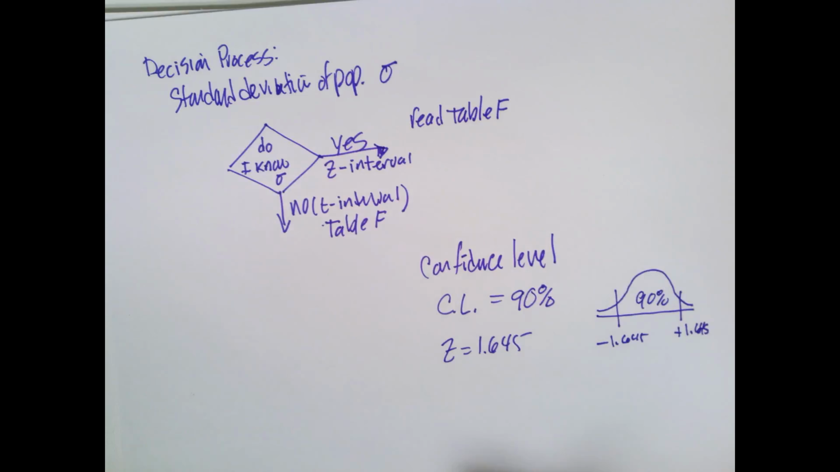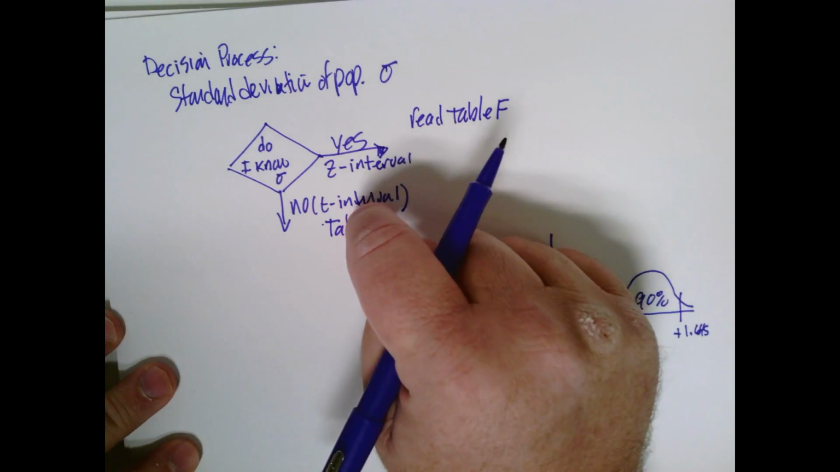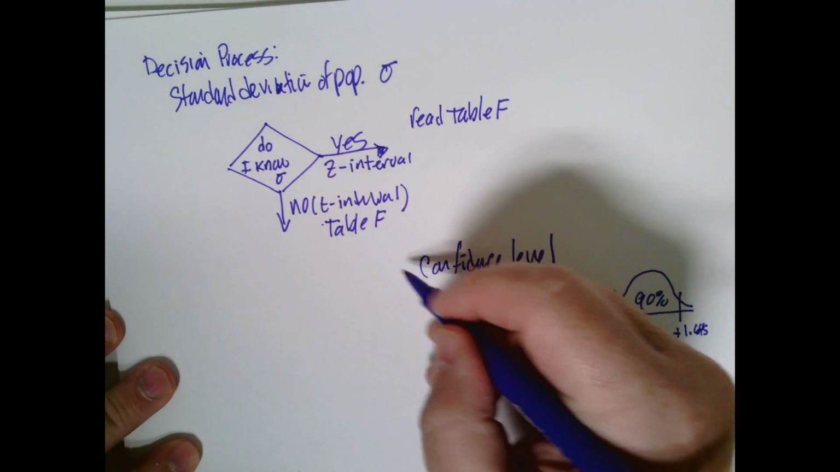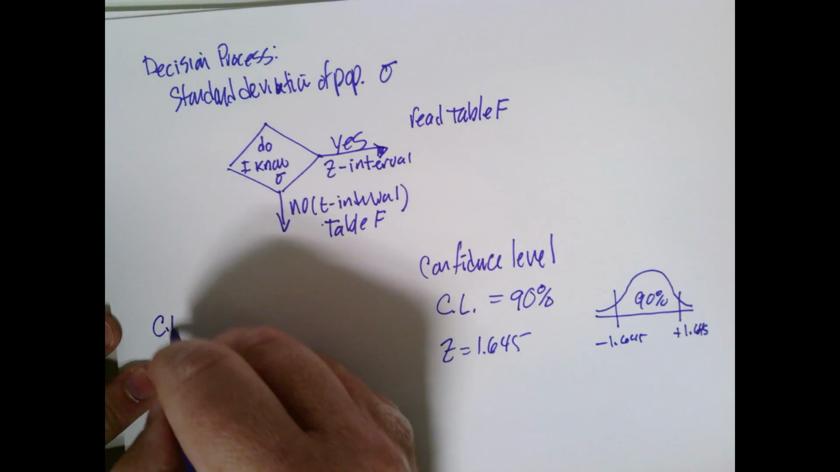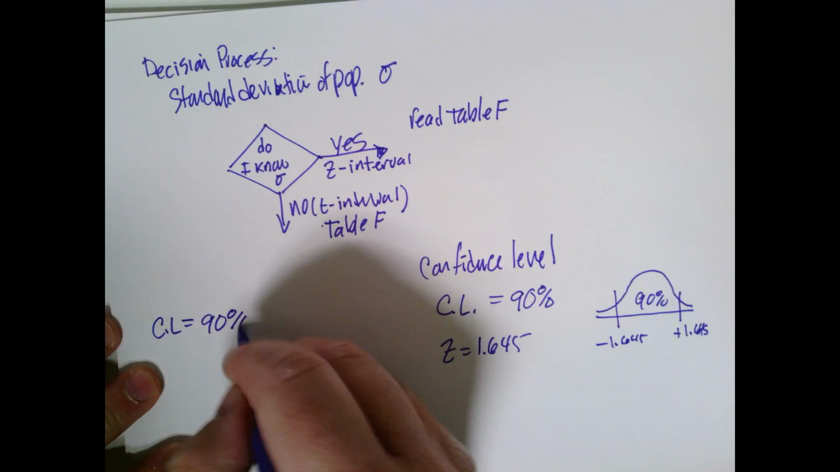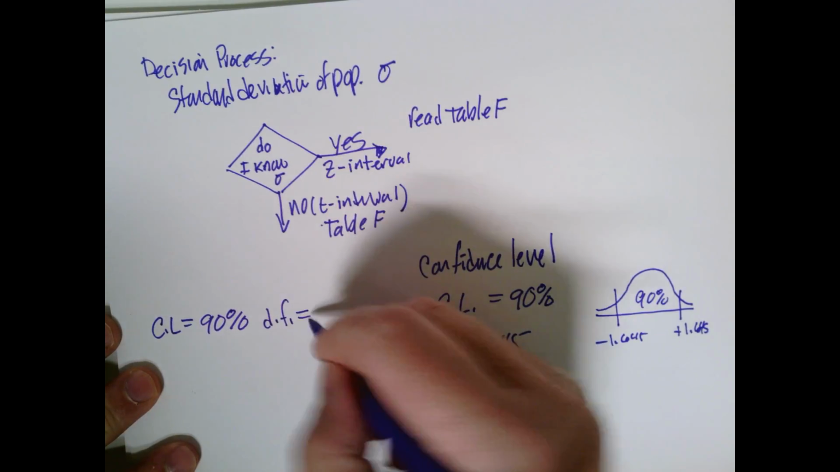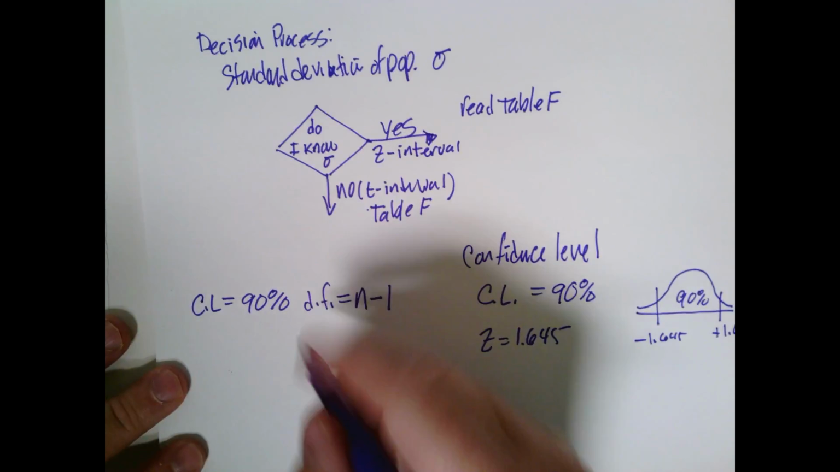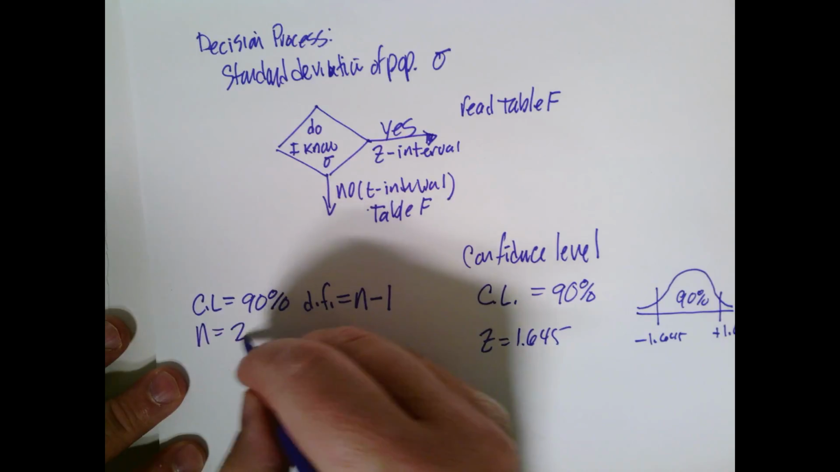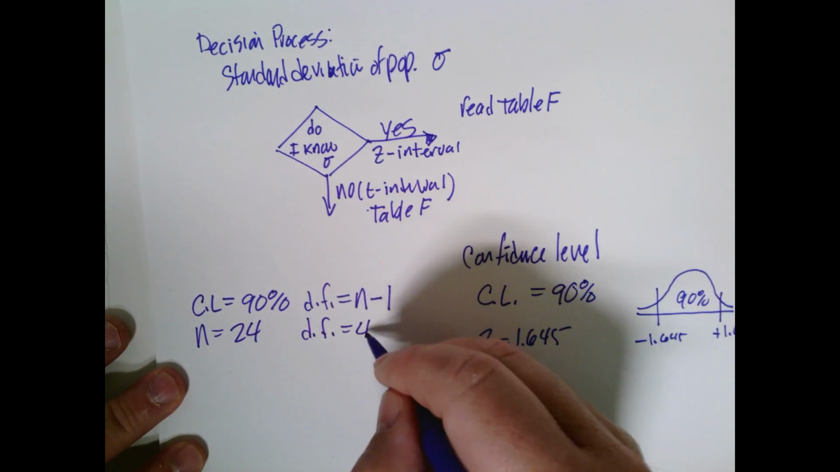Okay, now for the other one, we need to do what's called a t-interval. So for a t, we still use the same table, and our confidence level, for example, let's keep it at 90%. But now there's a new number we need. It's called the degrees of freedom, and that's the sample size minus 1. So if we suppose that our sample size was 24, then our degrees of freedom would be 24 minus 1, or 23.